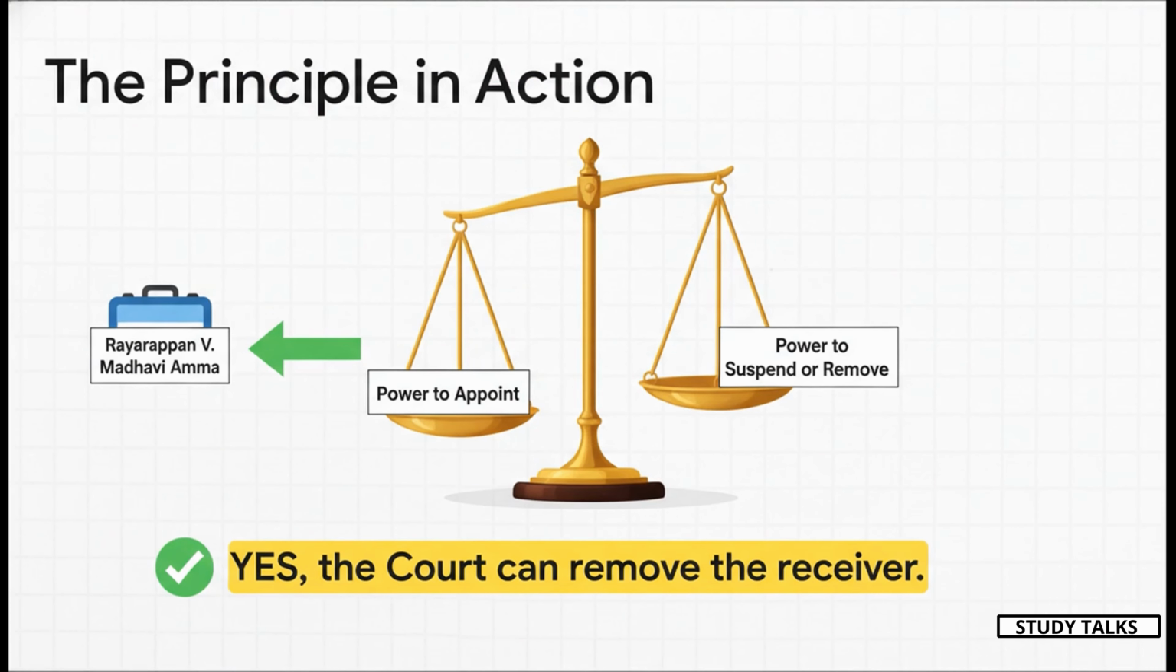And here it is. The solution. Based on the principles baked into this act and confirmed in real cases like Reyerappen versus Mataviyama, the rule is beautifully simple. The power to appoint also includes the power to suspend or remove. So the answer is a confident yes. The court can absolutely fire the receiver it appointed. See? This is a perfect example of the Act's first objective in action, shortening the language of the law so you don't have to spell out the obvious.